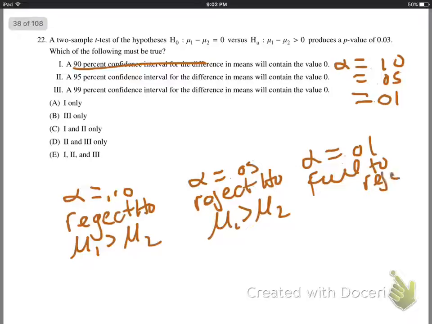And if I fail to reject, what do I know? That H0 is true. Well, let's talk about H0. So that means that mu1 is equal to mu2. That means there is no difference. And so if there is no difference, it contains 0. So 3 is the only correct answer, so the answer is B.